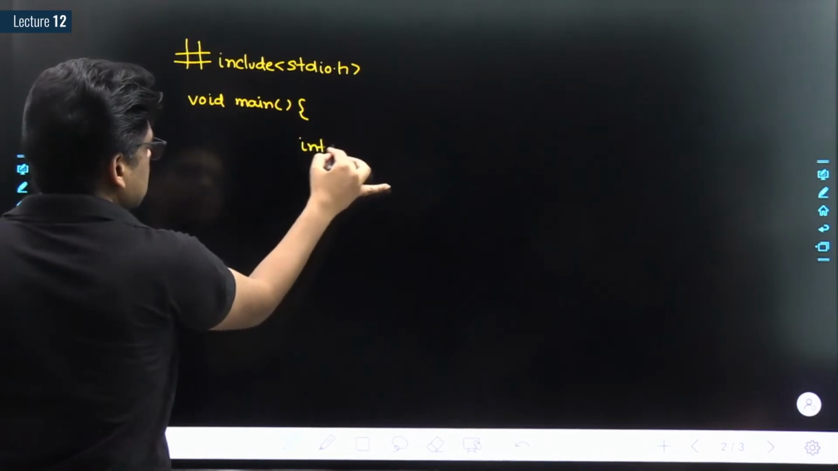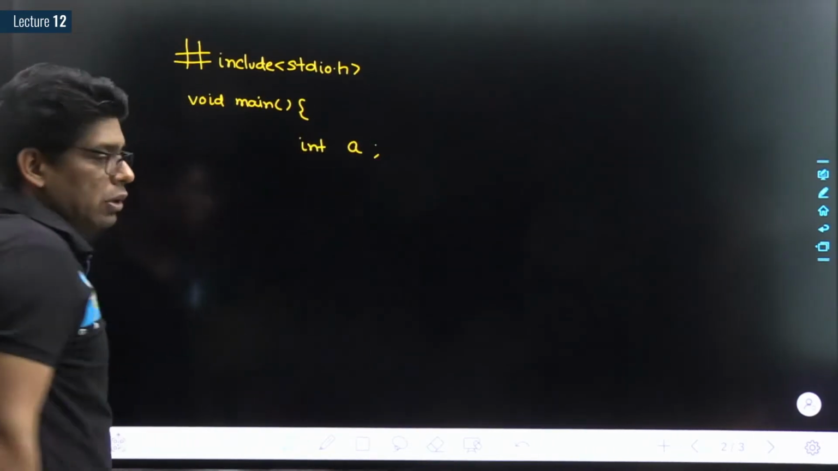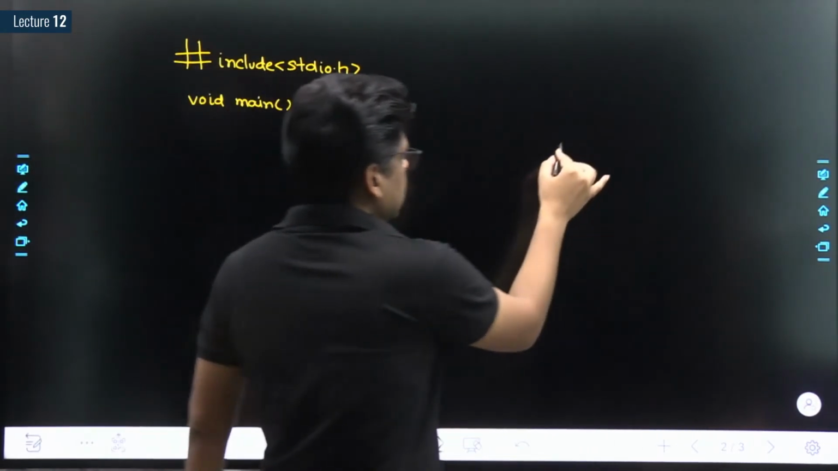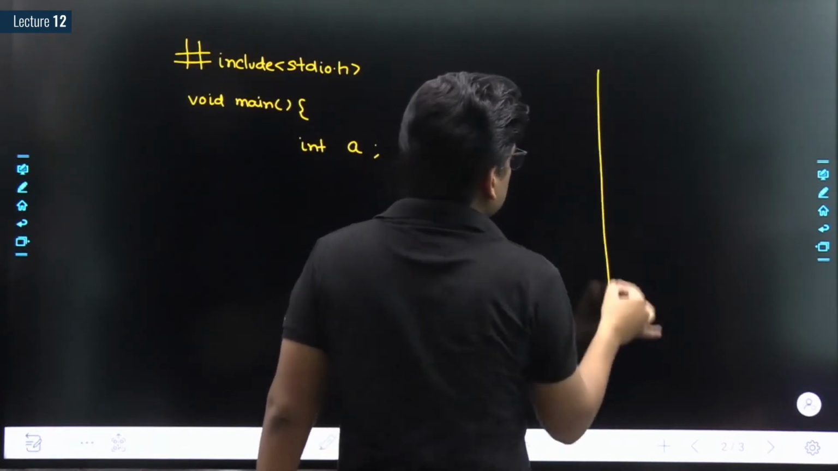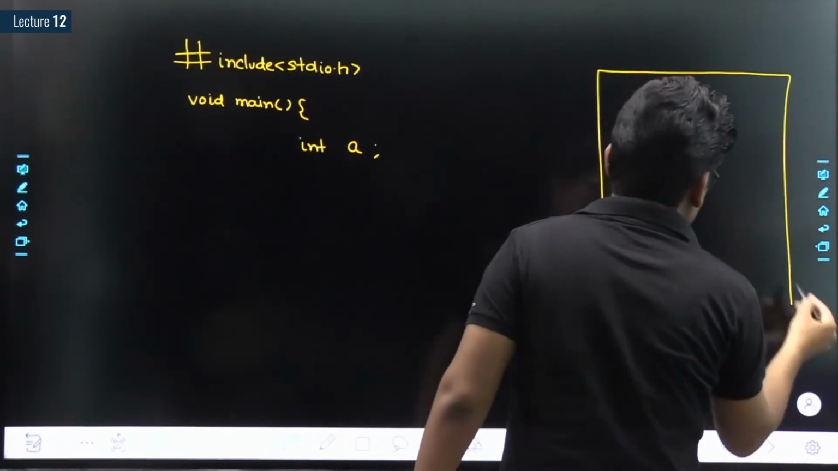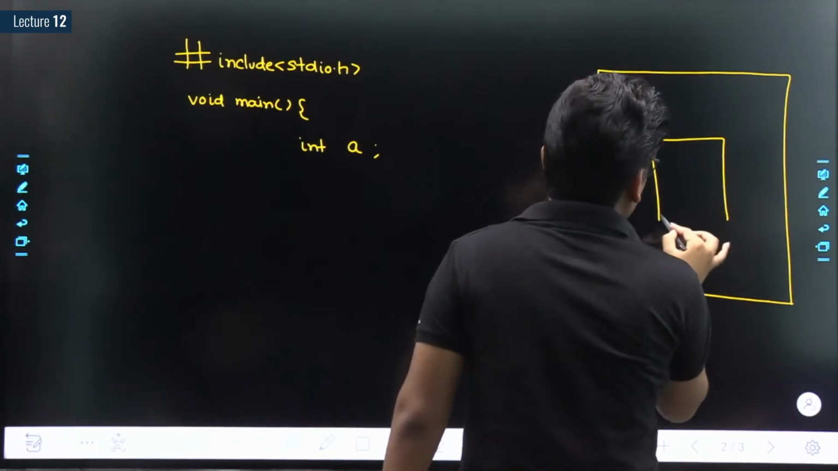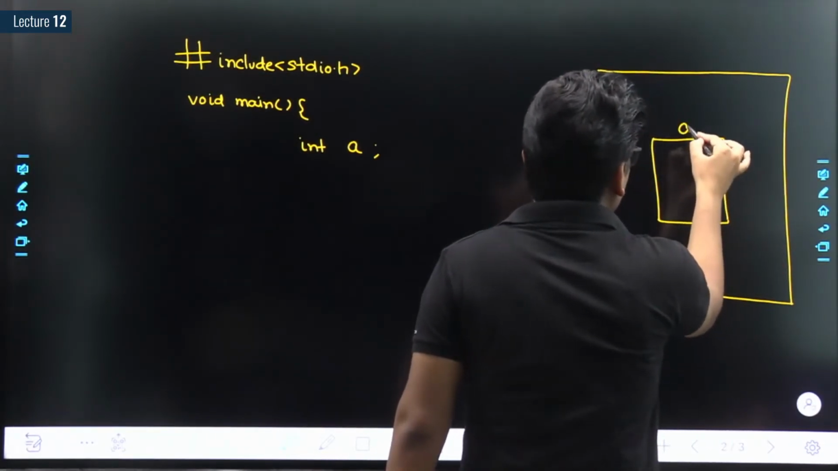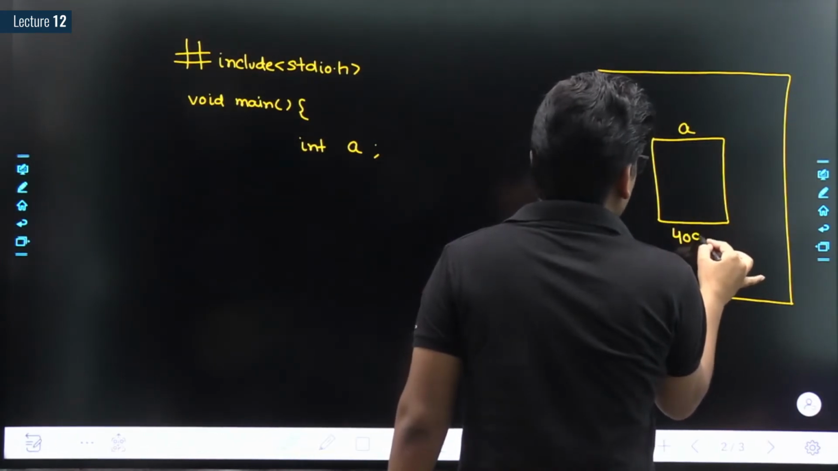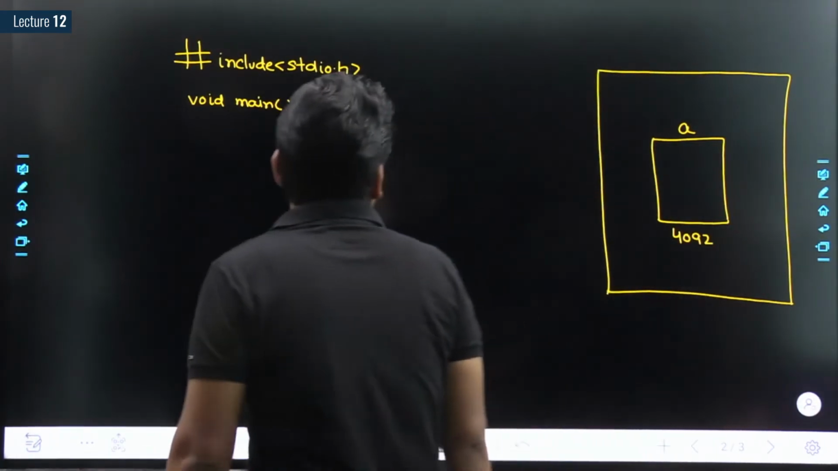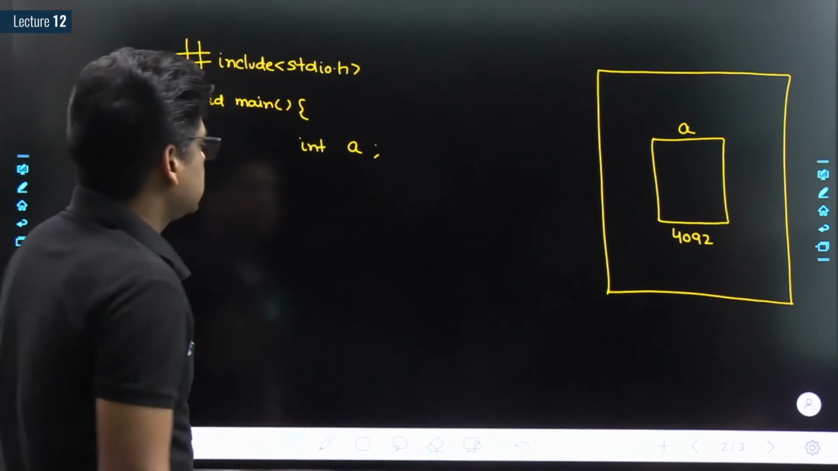Let us create a variable. What will happen? Inside memory, let us suppose this is memory and this is our block A, or variable A, with some address 4092. Okay, done. int A.